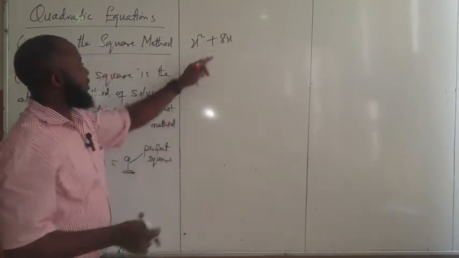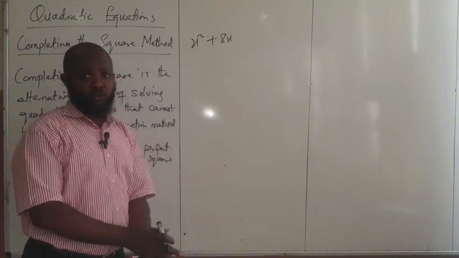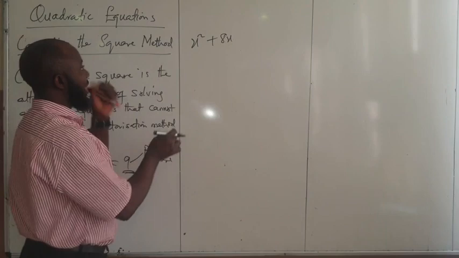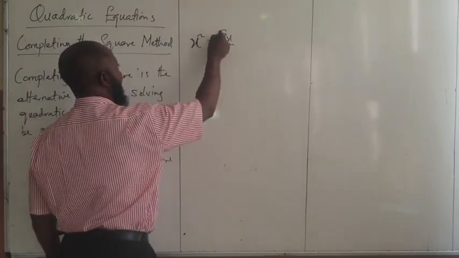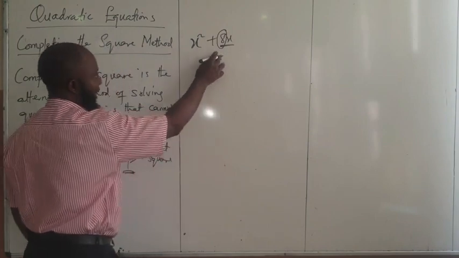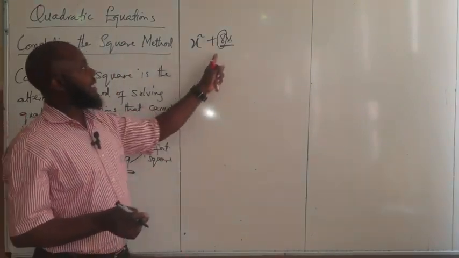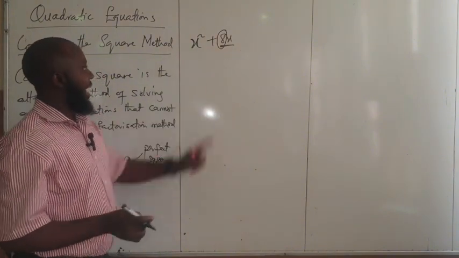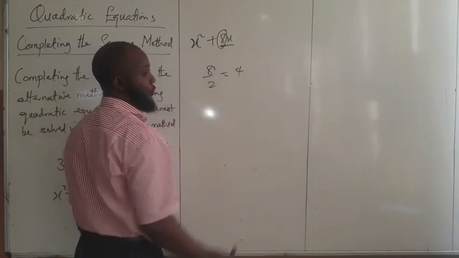To make a quadratic expression a perfect square, there's a rule that we want to follow. And what is that rule? This is x squared, this is 8x. We are going to find half of the coefficient of x. The coefficient of x here is plus 8. What is half of it? That is 8 divided by 2, and that gives 4.